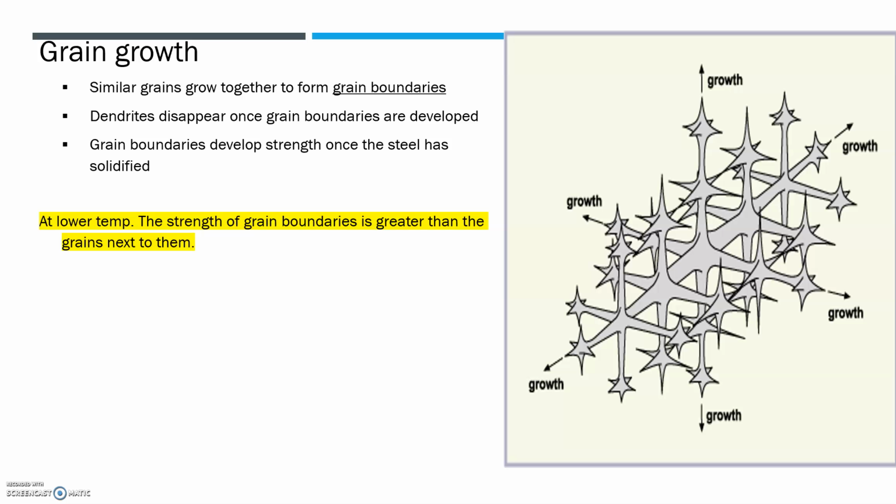On page 4, the dendrites grow into each other and disappear to form grain boundaries. Grain boundaries are what develops strength in steel once it has solidified. So it would make sense that at lower temperatures, grain boundaries are stronger than the individual grains surrounding them. From this, at lower temperatures, steel becomes stronger. At higher temperatures, steel becomes weaker.